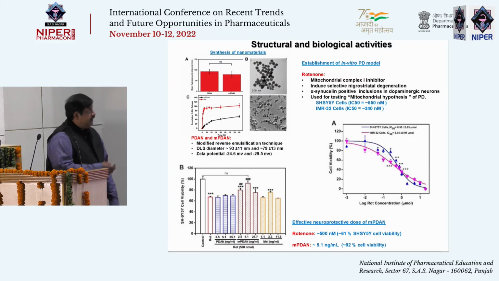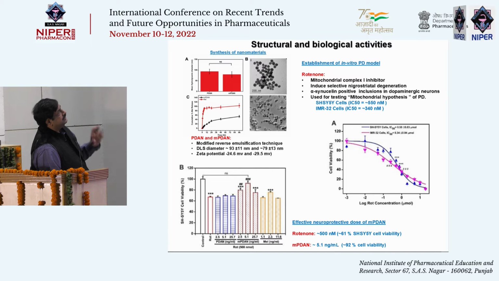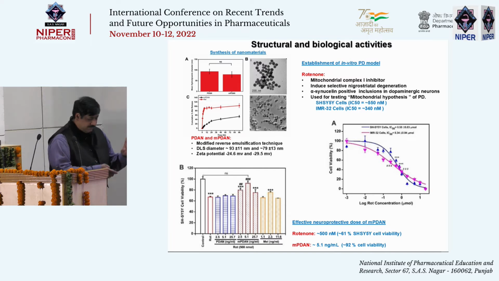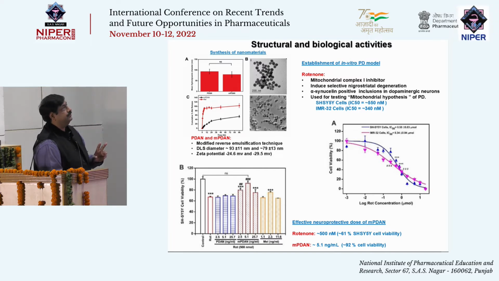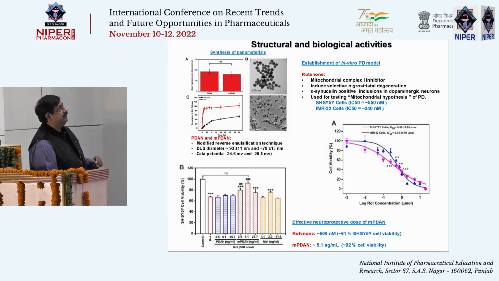So this is the nanoformulation we have prepared. Utilizing the modified reverse emulsification technique, they show 70 to 90 nanometer size with a negative zeta potential. Utilizing them, we first developed our in vitro PD model. We used rotenone, which is a very well known PD model inducer.